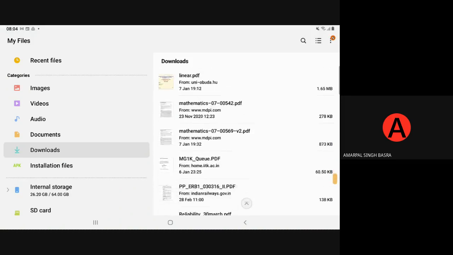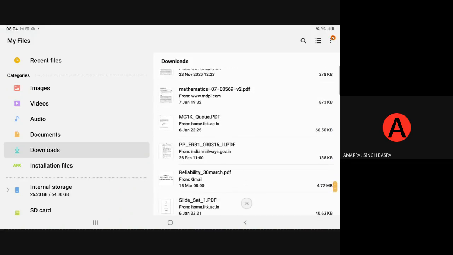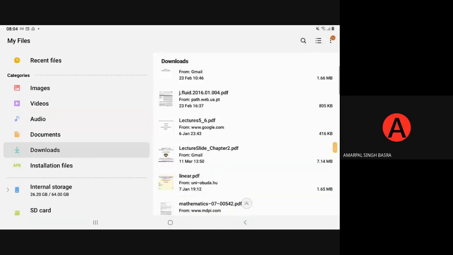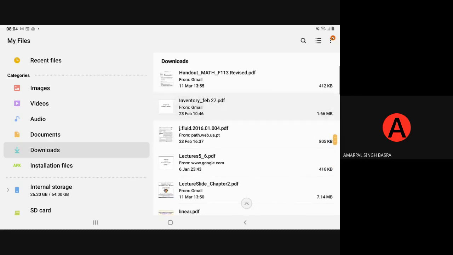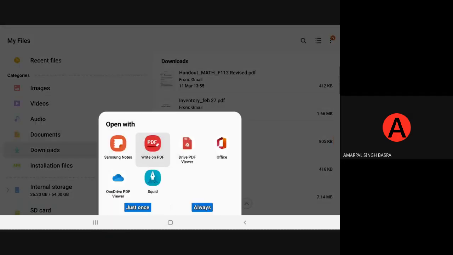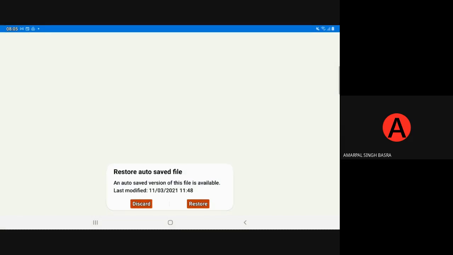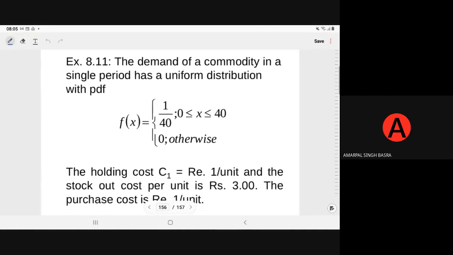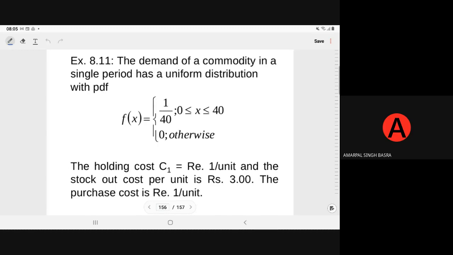So, last time we were doing the inventory model. Last time I was discussing this question.